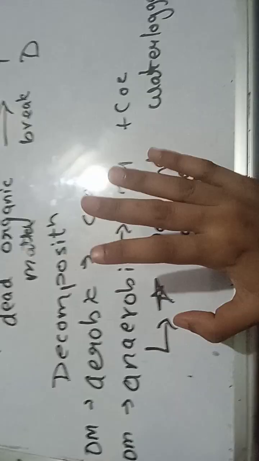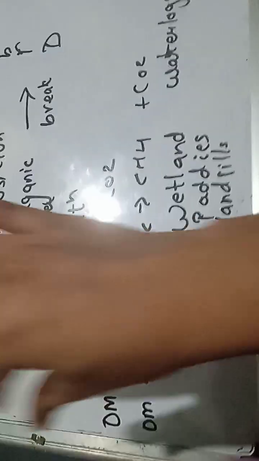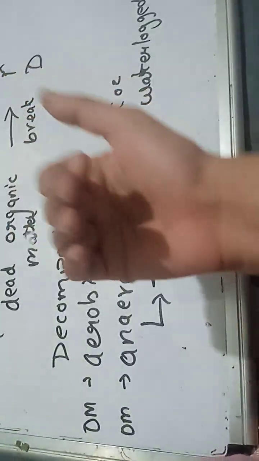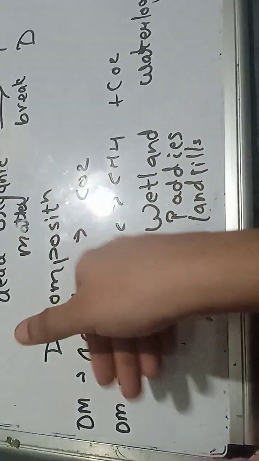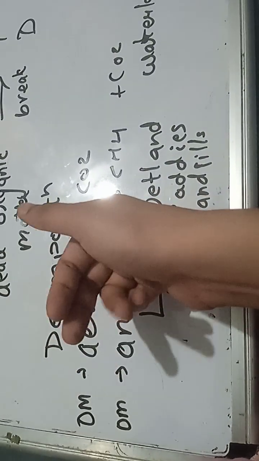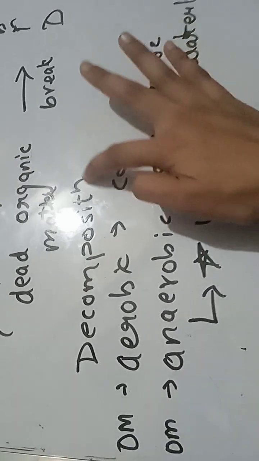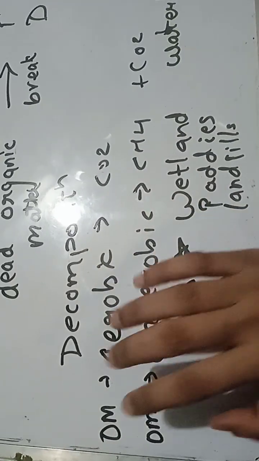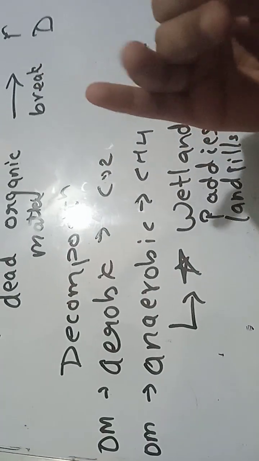Now, decomposition can take place in oxygen-rich environments and in oxygen-poor environments. When decomposition takes place in an oxygen-rich environment, it is called aerobic decomposition. This takes place in the presence of O2, and the gas produced here is CO2. Organic matter is transforming into CO2 gas. That's the basic idea. You do not have to dive deep into the chemistry behind it; just study the basic idea.